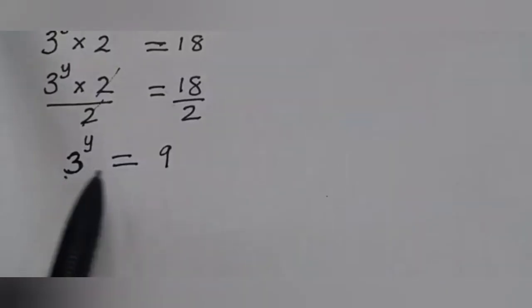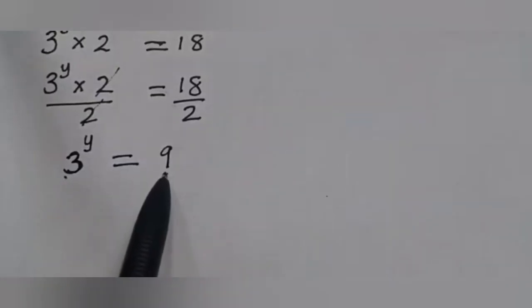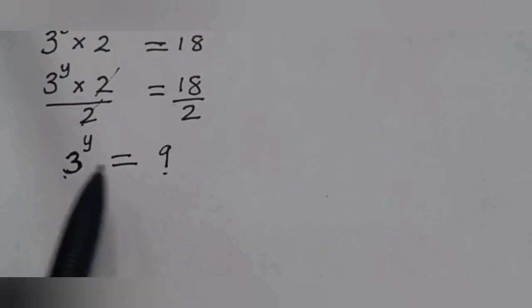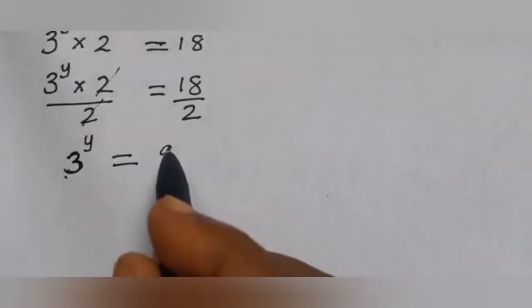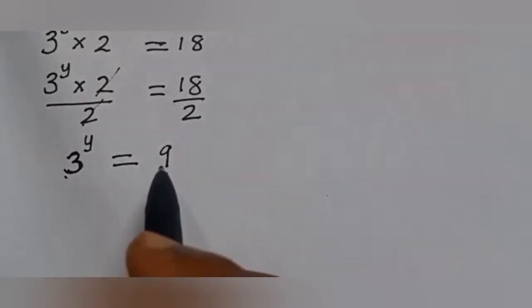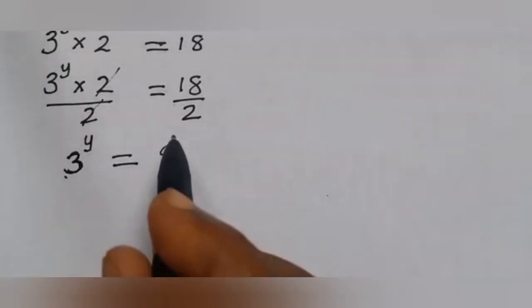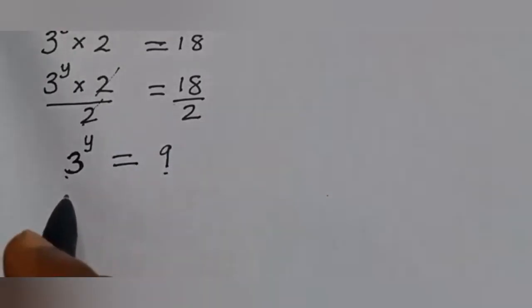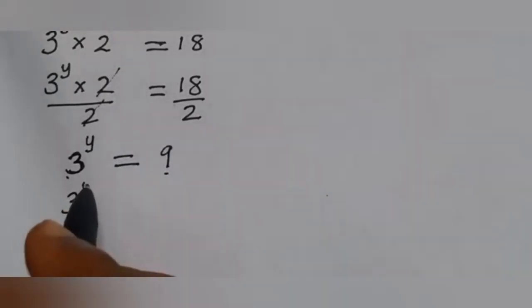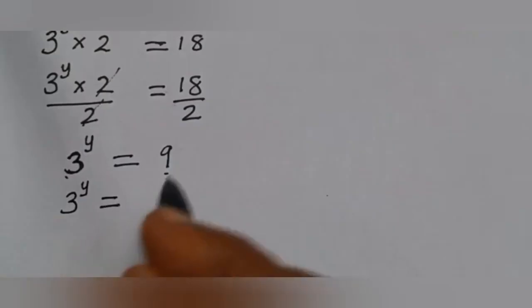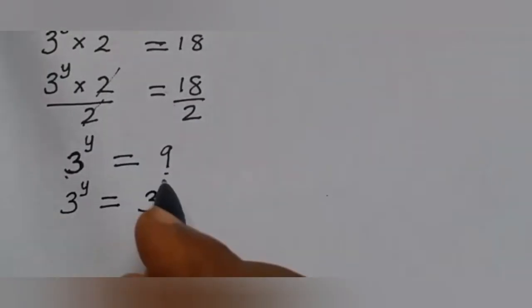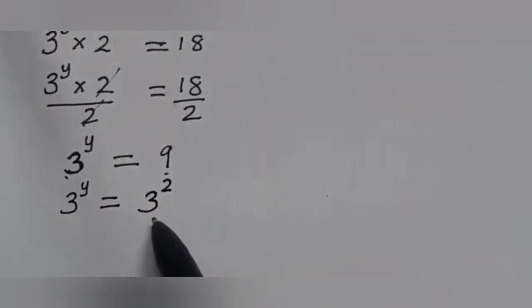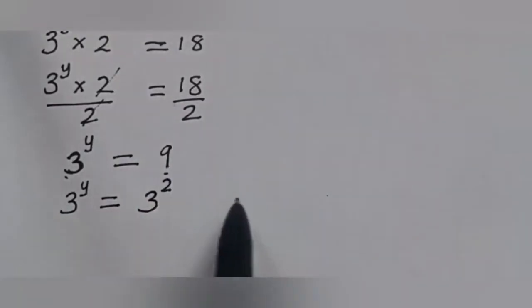We want this 3 also to appear here. That is, we want both sides to have the same base. So what can we do? Write this 9 as 3 raised to power 2. So we have 3 raised to power y equals, instead of writing 9, we can write 3 raised to power 2, because 3 power 2 is 9.